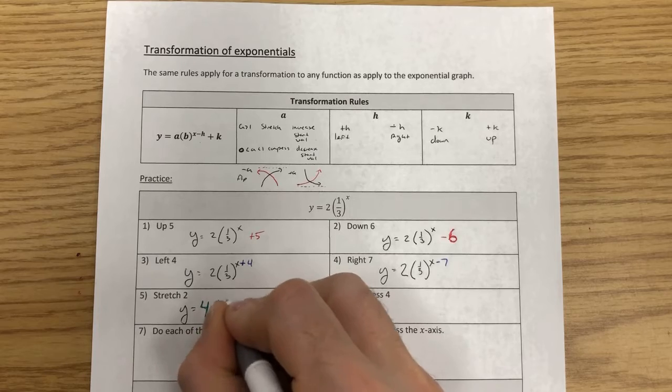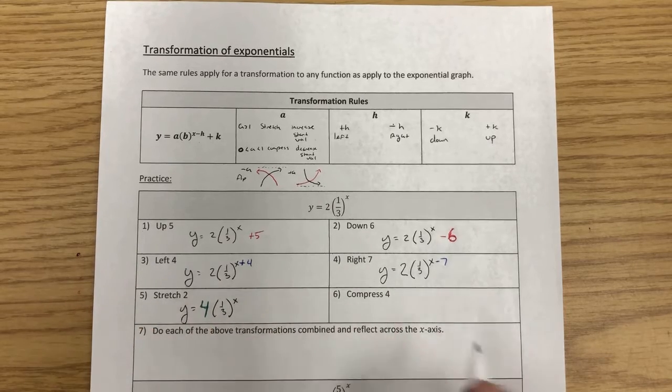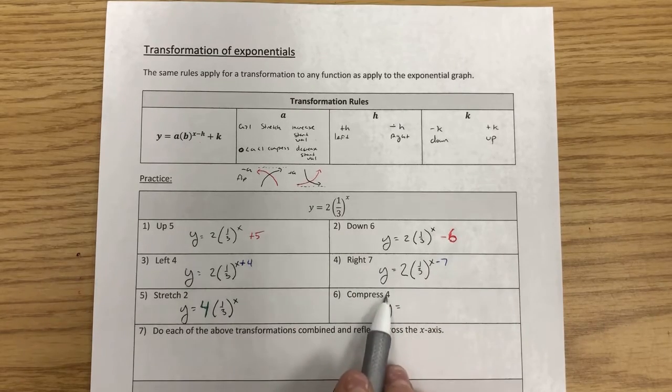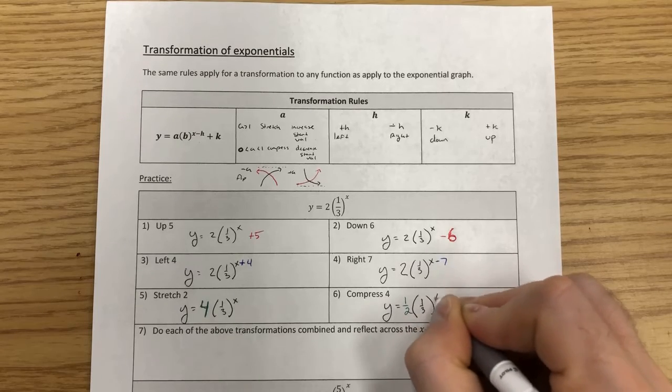Times 1/3 x. If stretching is multiplication, compressing must mean division. So y equals 2 divided by 4, and 2/4 is 1/2. 1/3 x.